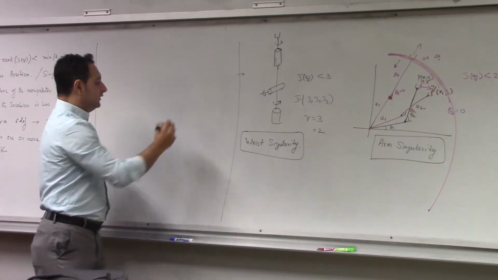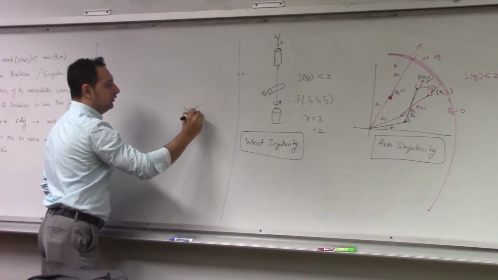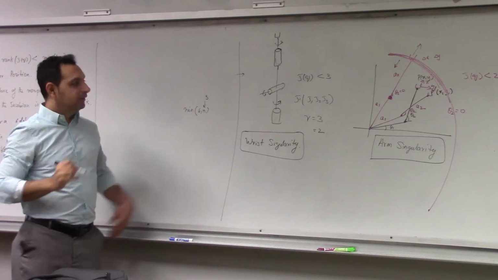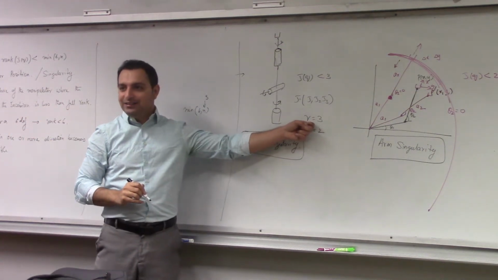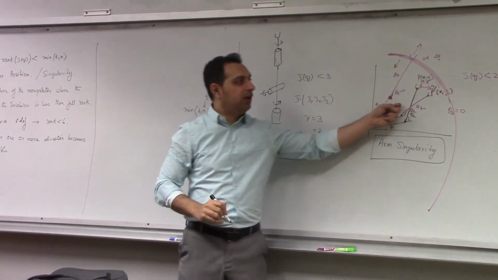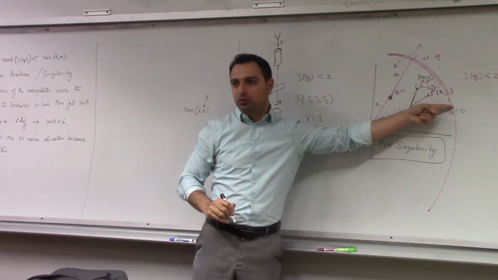Full rank is the minimum of 6 or n. n is 3, right? So anything that is less than full rank will be a singularity. In this case, full rank is 2.